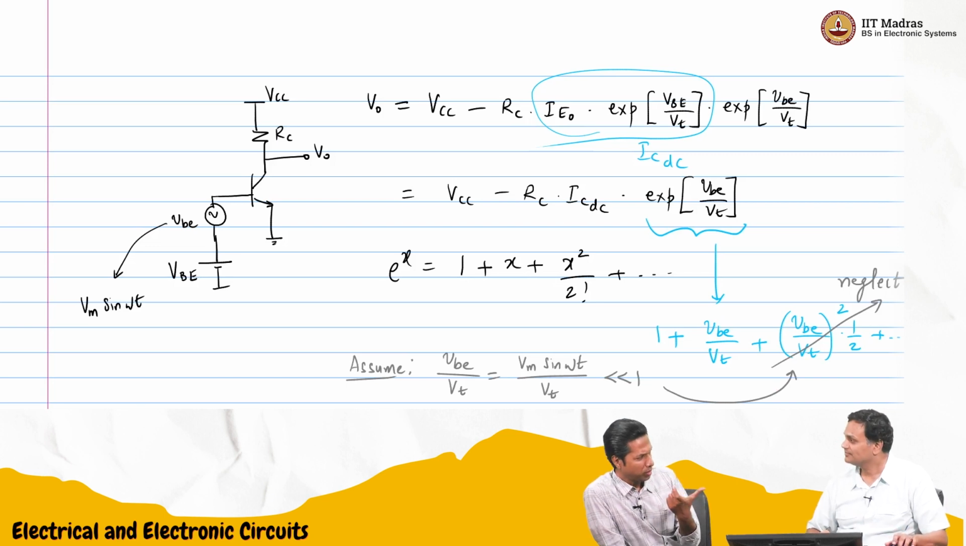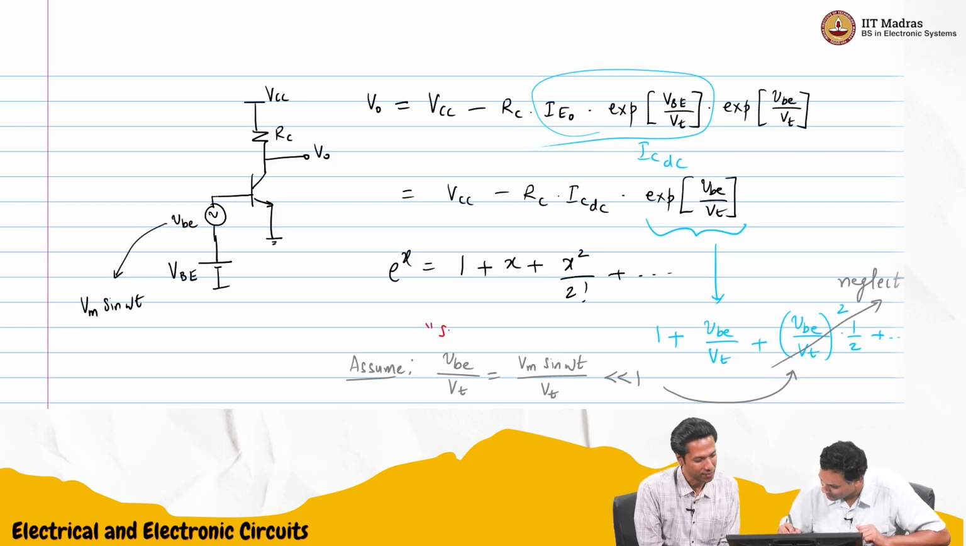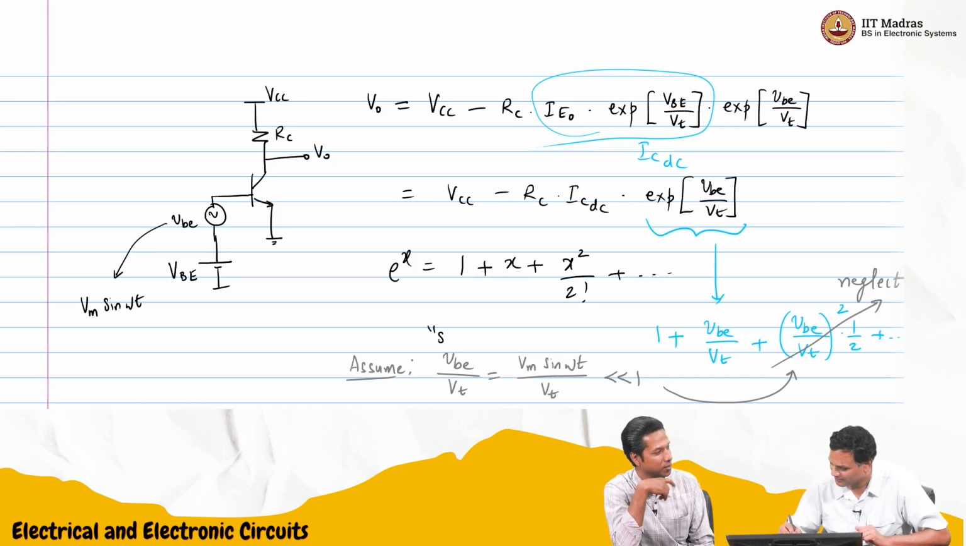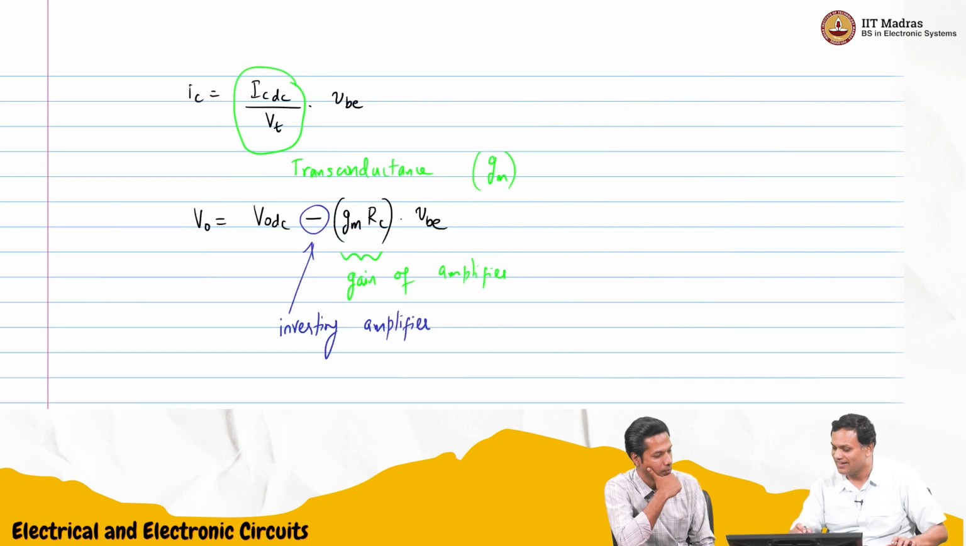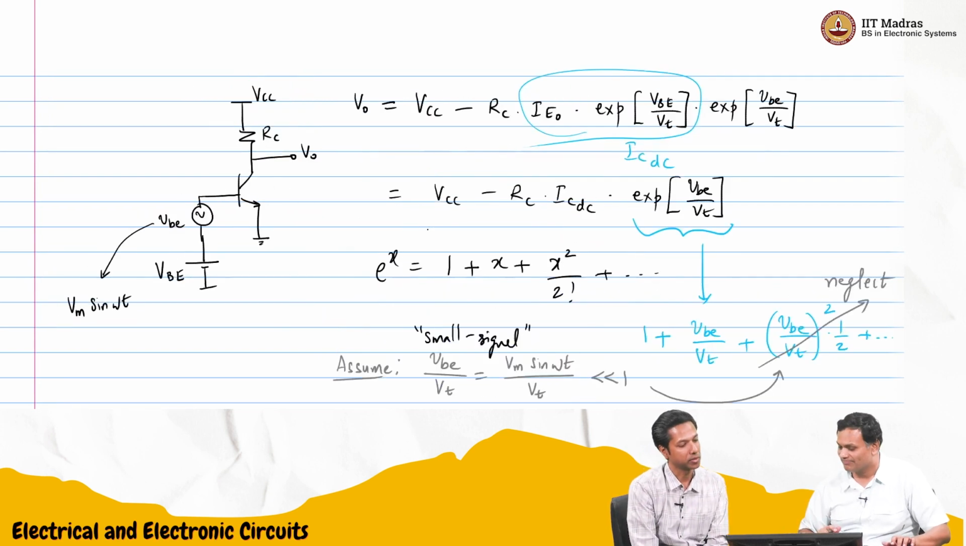So this small VB, which is very small compared to VT, any name for that? We'll just call it small signal, because it's small. So it's a signal for which you can assume there's a linear relationship between input and output. The nice thing about this is that there is a direct linear relationship between input and output, for the signal.